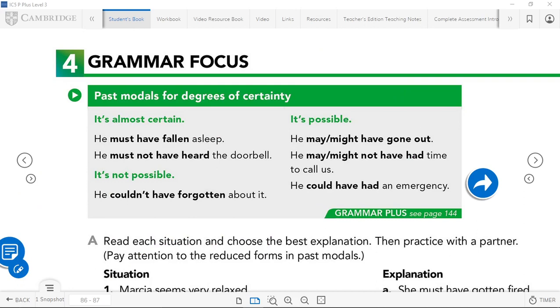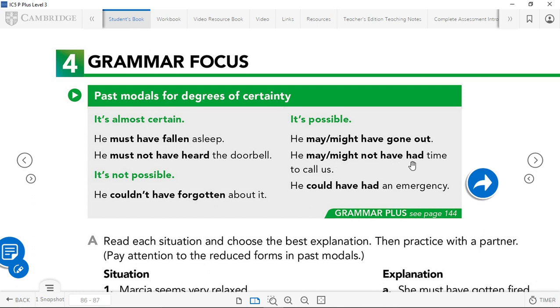Now that we saw this, let's see the ones in the book. It's almost certain. Again, we use must or must not. He must have fallen asleep. He must not have heard the doorbell. If it's not possible, he couldn't have forgotten about it. If it's possible, may or might. He may have gone out, or he might have gone out.